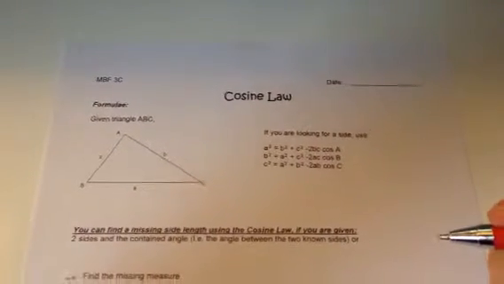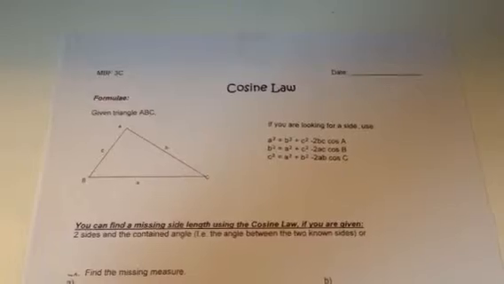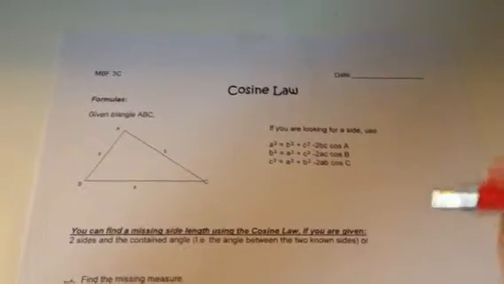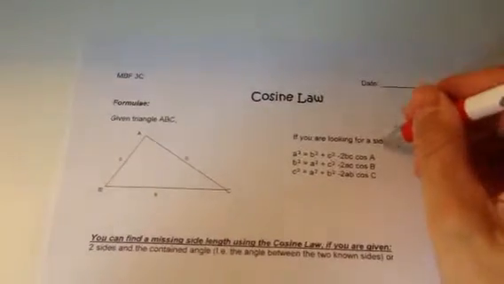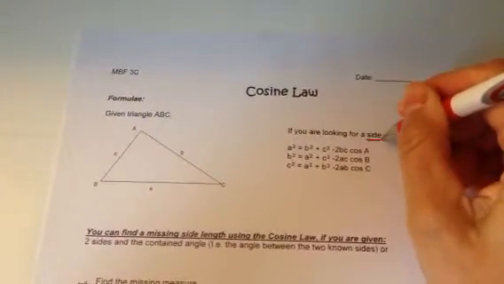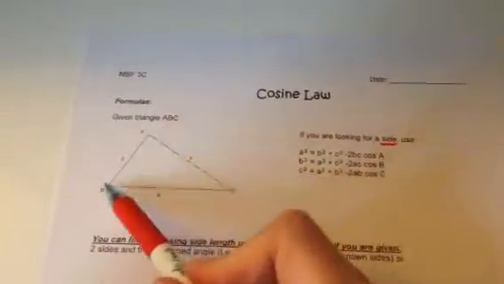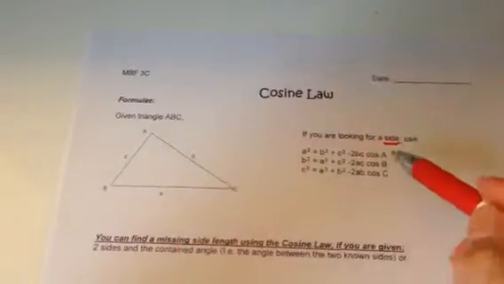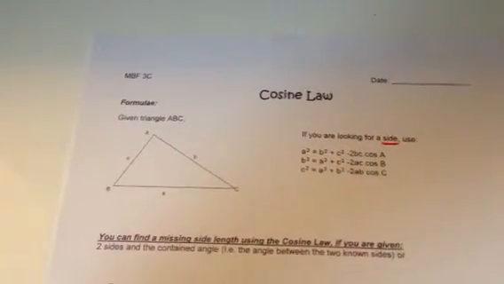Okay, so this is 6.4, the cosine law. The cosine law can be written in two different ways. The first way that I'm going to go over here is when you're looking for a side. So if you have an unknown side in a non-right angle triangle, so this does not have a right angle in it, then you would use this cosine law.